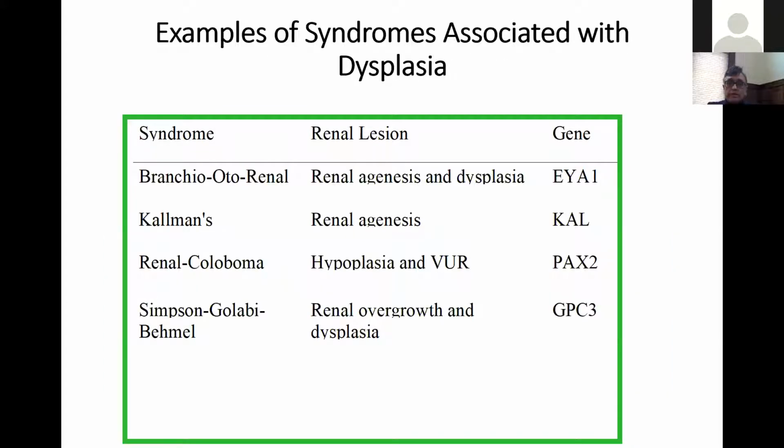Now, these are very important examples of some syndromes that we talked about, like EYA1, which I was telling how it activates with the SIX1 genes, and through the WT1, it activates the GDNF, and that combines with the ureteric bud. So it causes renal agenesis and dysplasia and the branchio-oto-renal syndrome. If you look into the PAX2, it's renal coloboma syndrome. And GPC3, which I was telling you about the chemokine factor, you see Simpson-Golabi-Behmel syndrome. I have only seen one case so far, and renal agenesis with KAL, which is associated with Kallmann syndrome.